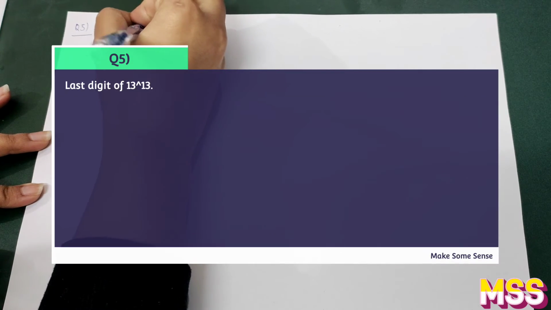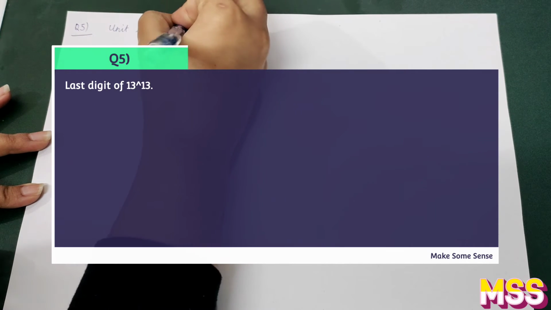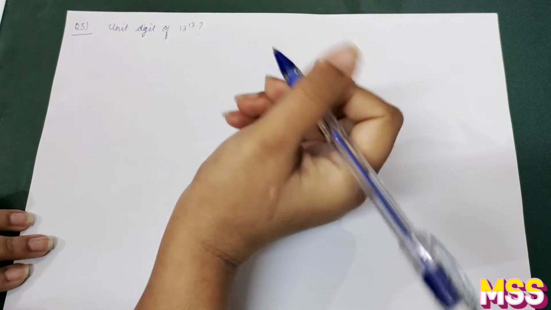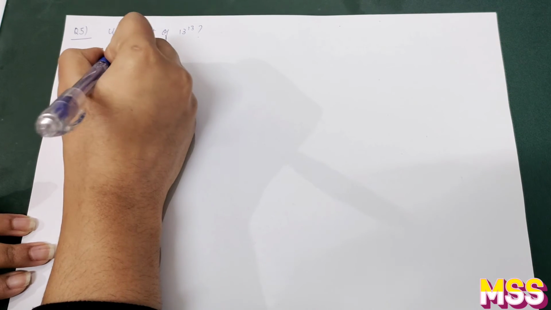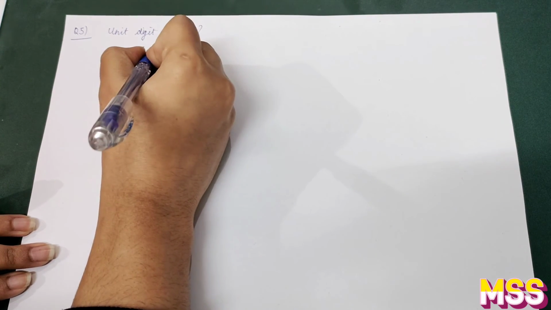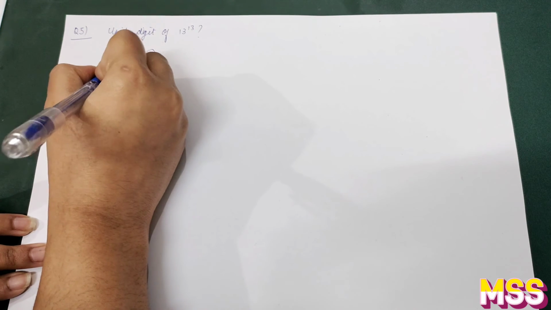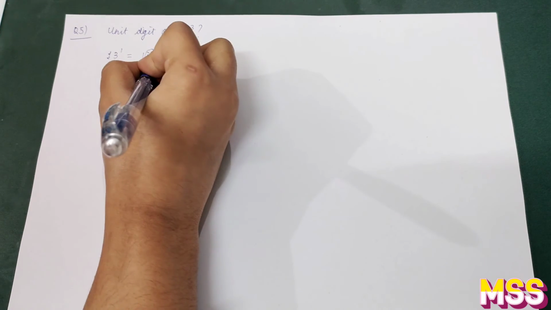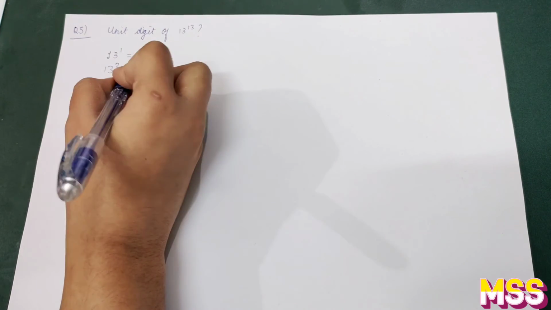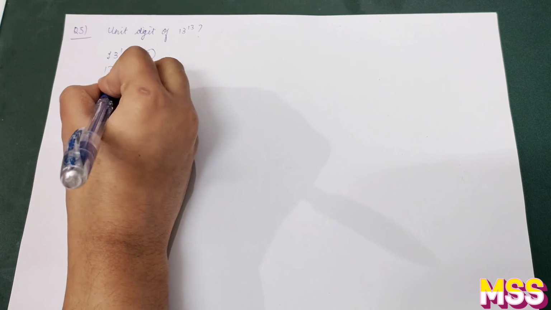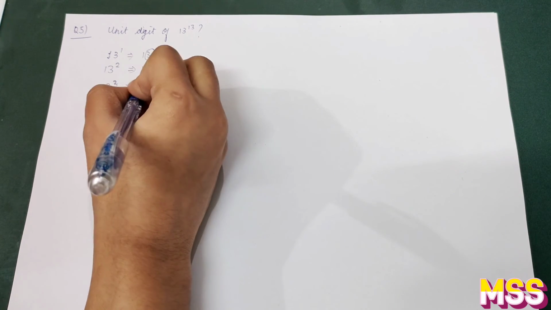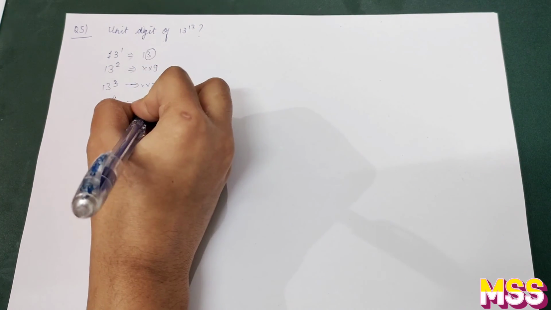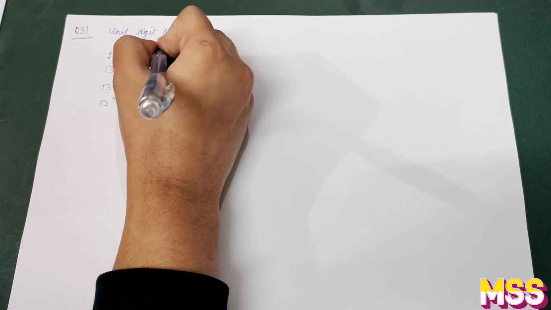Now question number 5 is a little bit tricky. The question says that we have to find the unit digit of 13 to the power 13. We don't have to multiply 13 times. What we have to do is find a pattern. 13 to the power 1 is equal to 13, so the last digit is 3. Then 13 to the power 2, the last digit is 9. 13 to the power 3, last digit is 7. 13 to the power 4, last digit is 1. Then 13 to the power 5, last digit is 3. 13 to the power 6, last digit is 9. And the pattern keeps repeating.